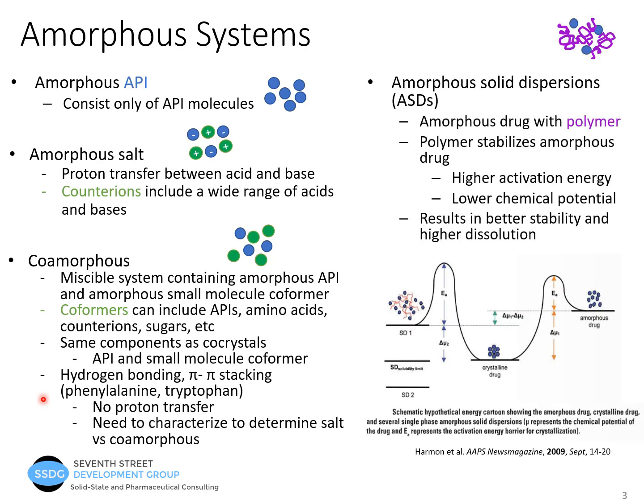Then we also have what are known as amorphous solid dispersions, where we have an amorphous drug usually with a polymer. And the polymer will stabilize this amorphous drug. And the way it does that is, here's our solid dispersion, here's our crystalline drug, and here's our plain amorphous drug. So when we have a solid dispersion, we have lower chemical potential, but we also have a much higher activation energy. So it's a lot harder to get over this activation energy in order to get to the crystalline material compared to the amorphous drug, which would have a lower activation energy. So when we have an amorphous solid dispersion, this results in better stability and higher dissolution, as we talked about before.